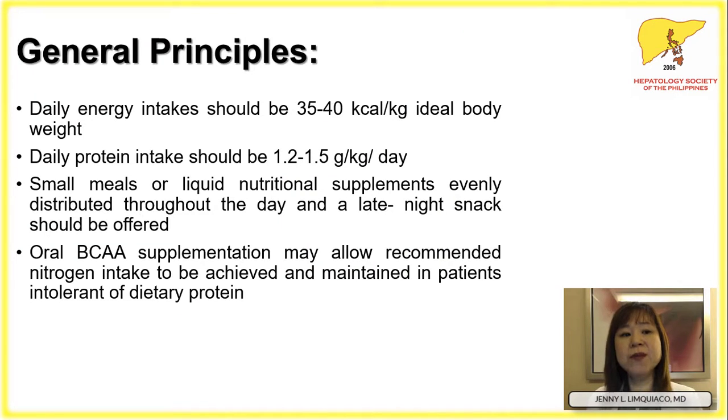So as a general principle, the daily energy intake should be around 35 to 40 kilocalories per kilo ideal body weight, and protein should be within 1.2 to 1.5 grams per kilo per day. So you also encourage small meals, liquid nutritional supplements, and also emphasize the need for a late-night snack. Now, oral branched-chain amino acid supplementation may also allow recommended nitrogen intake to be achieved and maintained in patients that are intolerant of dietary protein.